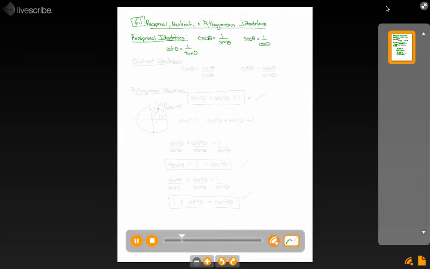The next ones are the quotient identities. The two quotient identities we're looking at are tan theta equals sine theta over cos theta. Again, we've seen that in an earlier chapter. And cotangent theta is the reciprocal of that, so it's cos theta over sine theta.